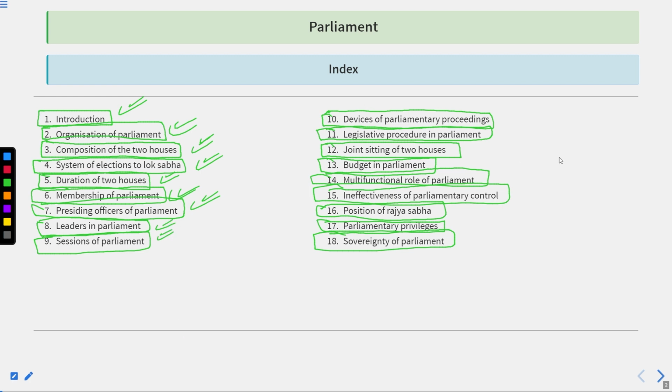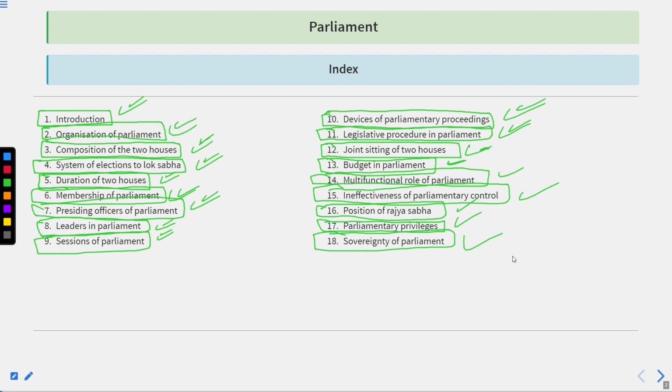sessions of parliament, devices of parliamentary proceedings, legislative process in parliament. Joint sitting of two houses is a topic that we are required to discuss right now. Okay, these all are the topics that we have covered so far. Then the budget in parliament, multifunctional role of parliament, ineffectiveness of parliamentary control, the position of Rajya Sabha, parliamentary privileges, and the sovereignty of parliament. Okay, so this is the picture that we have created so far altogether.